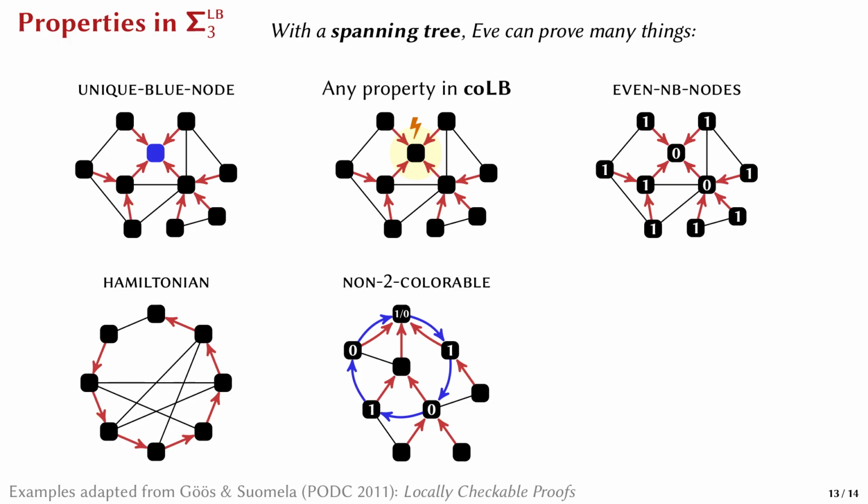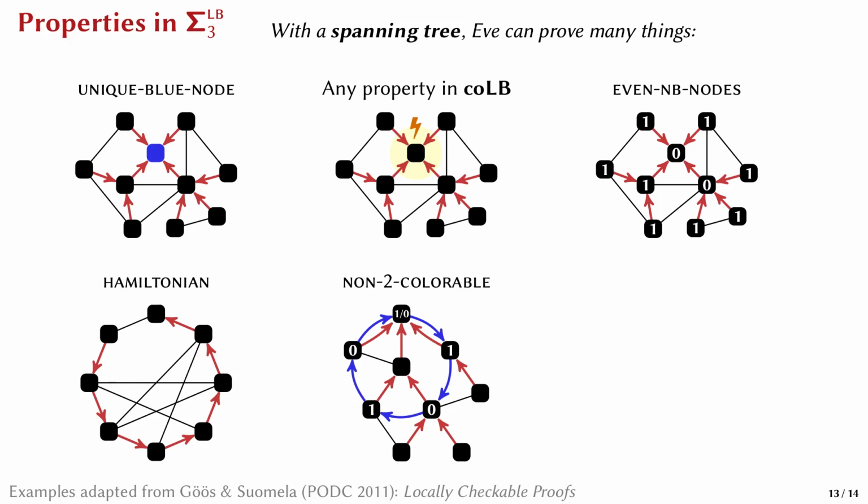What about the negation of two-colorability? Well, a graph is not two-colorable if and only if it contains a cycle of odd length. So if Eve wants to prove that such a cycle exists, she can first highlight it in blue, then propagate a modulo 2 counter around that cycle, and finally construct a spanning tree whose root detects that the modulo 2 counter does not return to 0.